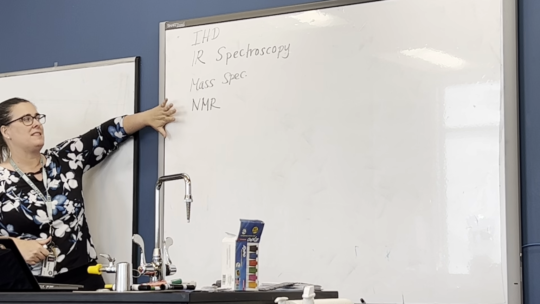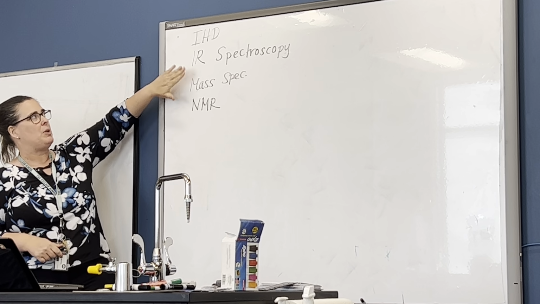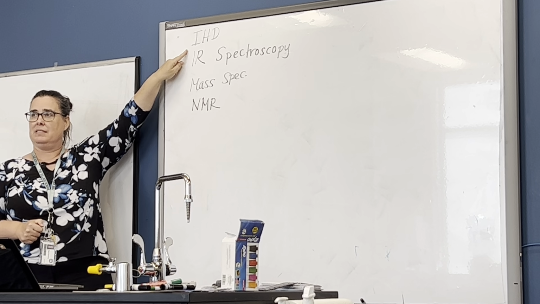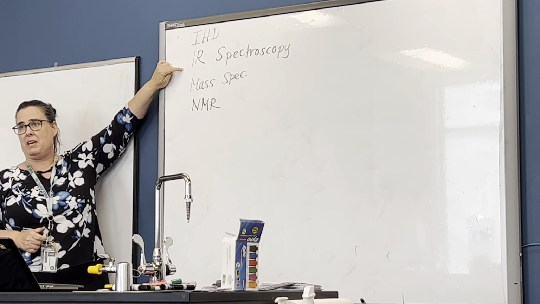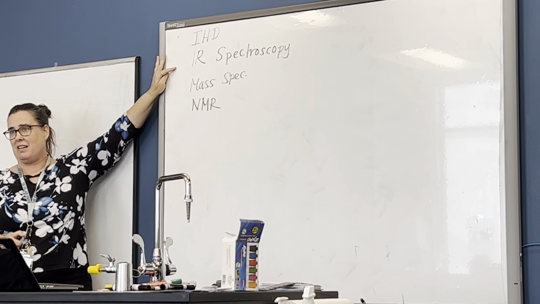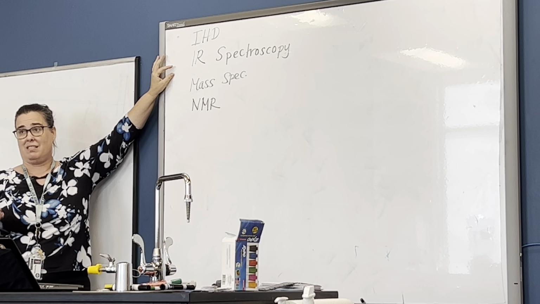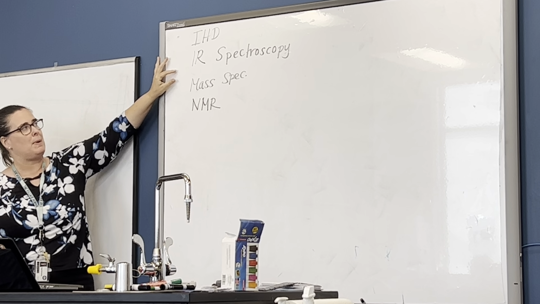So the four things that we're going to learn about in 11.3 are the index of hydrogen deficiency, easy peasy, and IR spectroscopy. IR stands for infrared. It's the light that is just slightly less energetic than red light, just south of the visible part of the spectrum.